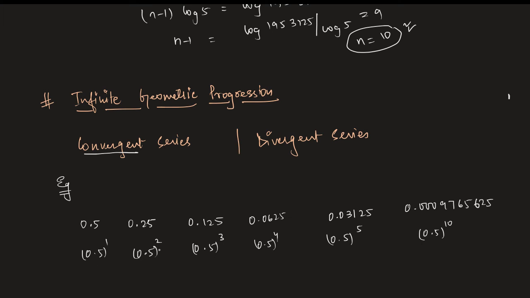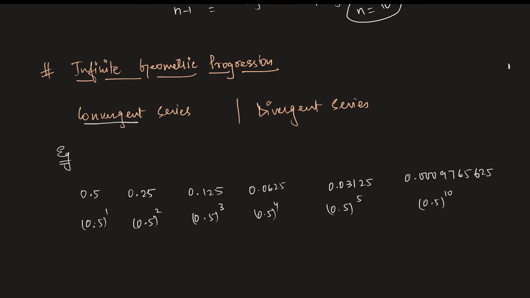If you keep on increasing the power, the value is approaching towards 0. The value is approaching towards 0. So let's suppose in a given series, this is my common ratio. So r to the power n means common ratio to the power number of terms.